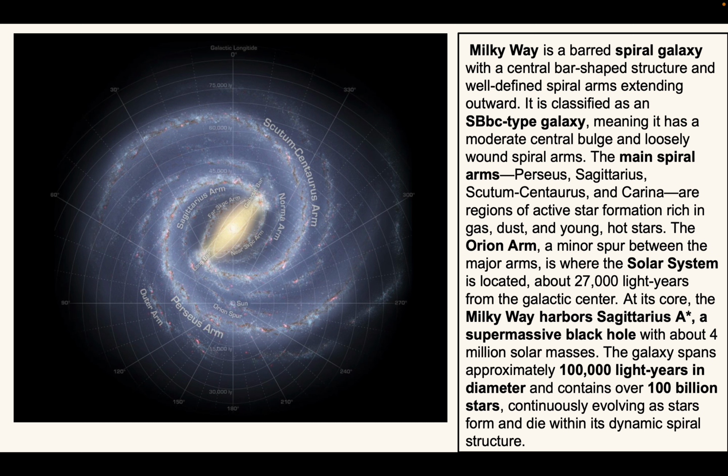The Orion spur is the place where our solar system is located. This Orion spur, you can see, is in between the Perseus and the Scutum-Centaurus arms. This is the minor spur, originating from the major arms, and this Orion spur is about 8 kiloparsec away from the galactic center.